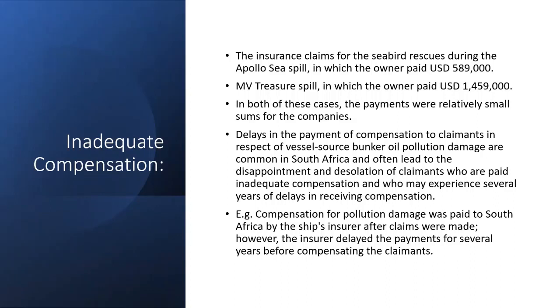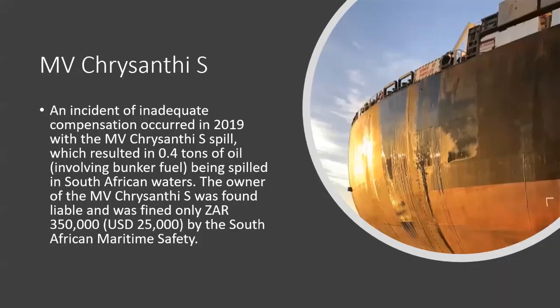So for example, when it came to the Apollo Sea spill, compensation for pollution damage was paid to South Africa by the ship's insurer. Other claims were made. However, it took several years before compensating any claimants. We also had the MV Chrysanthi S. This was also a major incident of inadequate compensation in 2019, which resulted in 0.4 tons of oil, also involving bunker fuel, being spilled in South African waters. The owner of the MV Chrysanthi was found liable and was fined only a measly $25,000 by the South African Maritime Safety Authority.